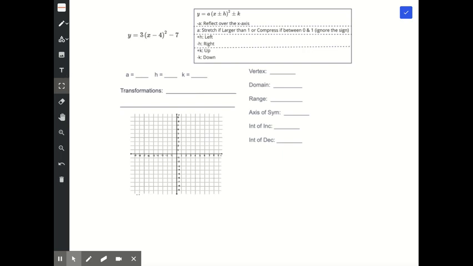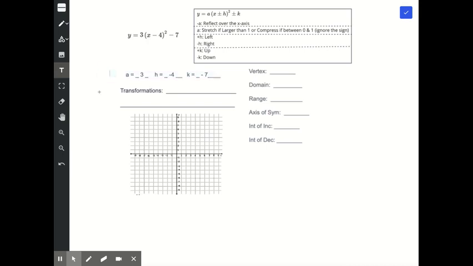So the first step of all of these is we are going to identify your a, h, and k. Well, the a is 3. That's the a in front, so I'm going to put a 3 here. Your h is the thing after the x, so it is a -4. And your k is a -7. You always start by identifying your a, h, and k.